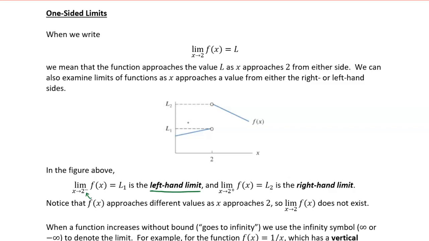The way we would read this is, we want to find the limit as x approaches 2 from the left. From the left. So we're looking at the limit as x approaches 2 from the left of f of x, and it may equal some limit. In this graph of the function, you can see that as x approaches 2 from the left, we're approaching this lower limit, this limit L1. So that's the left-hand limit.